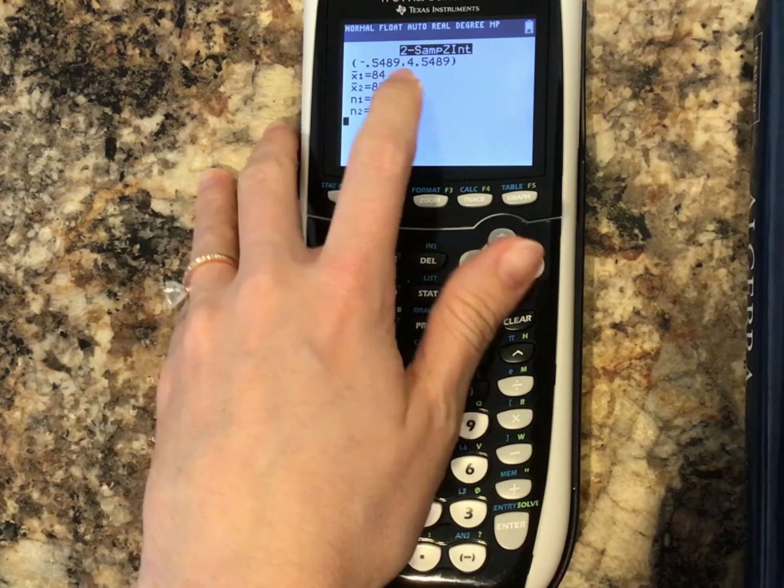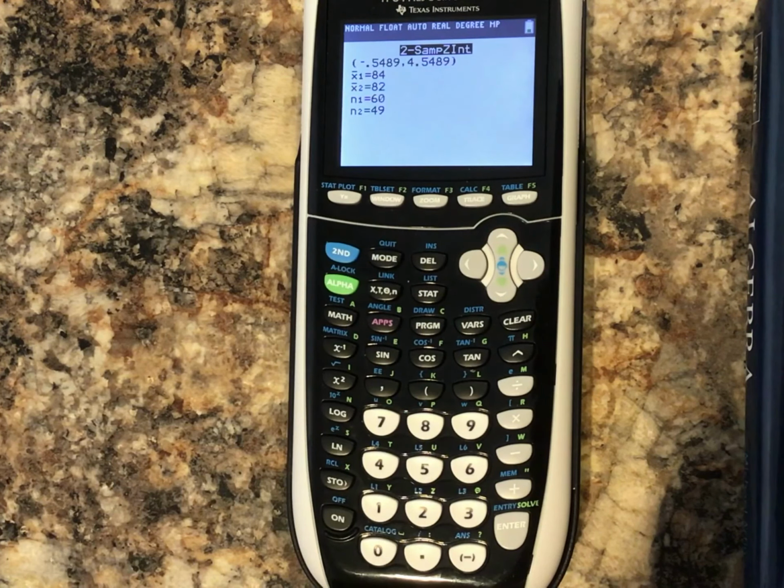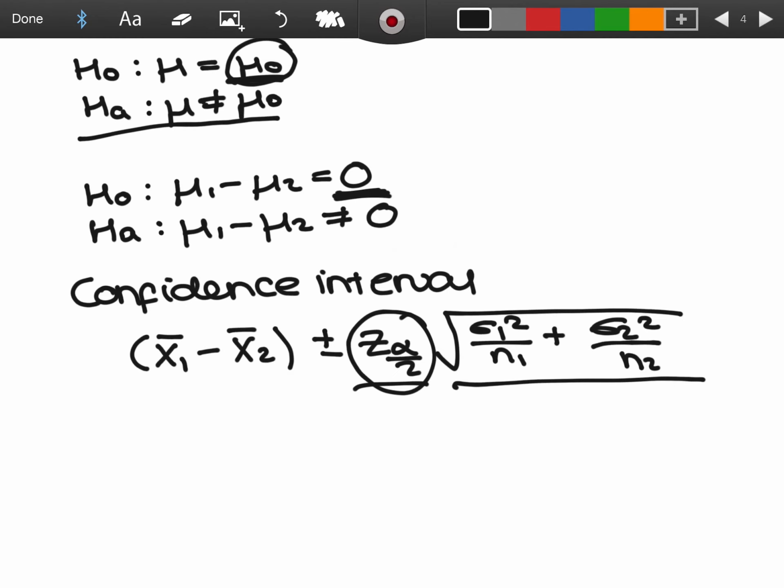And I get my interval up the top here. So my interval is going to be negative 0.5489 to 4.5489. What I want to see is if 0 falls in this confidence interval, okay? Looking back at our formula, if 0 falls in that interval, that means that these two things, x1 bar and x2 bar, are close enough together that I can consider the population means to be equal, okay? If 0 falls in this interval, it means these two things are close enough together, okay? Because this thing's going to be really, really small, okay, in that case.